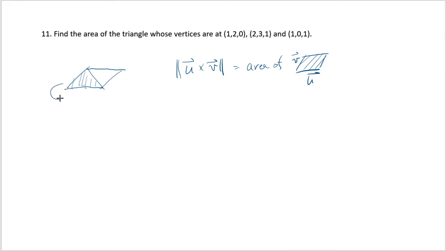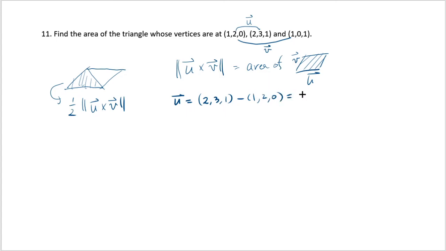So what we are aiming for is to compute 1/2 of the norm of U cross V. So we calculate the cross product. How do we do that? Well, we're going to call this the U vector and this the V vector. You don't have to use these two. You can instead say this is V, that's fine too. But whatever you choose, you always have to calculate the vector by doing terminal minus initial.